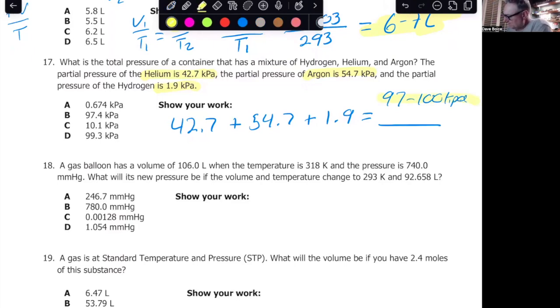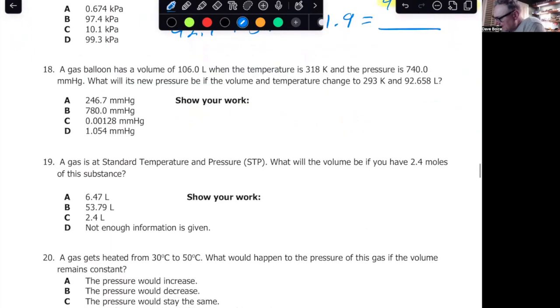So you will get some questions occasionally. They're just super easy. You can just fly right past them. All right, a gas balloon with a volume of 106 liters, when the temperature and the pressure is 740. What will its new pressure be when the volume and temperature change? Okay, so I've got all of them.